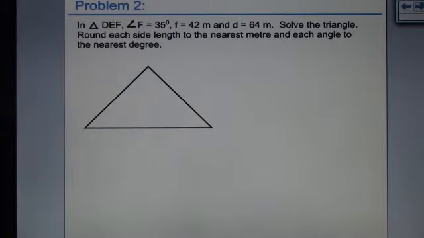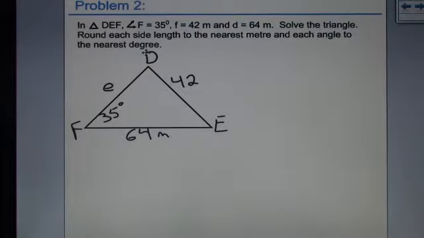Problem 2. In DEF, this triangle needs to be labeled DEF. Angle F is 35 degrees, f is 42, d is 64. Now we're asked to round each side length to the nearest meter and each angle to the nearest degree. So in this case, we have to find e, and we have to find angle D and angle E.